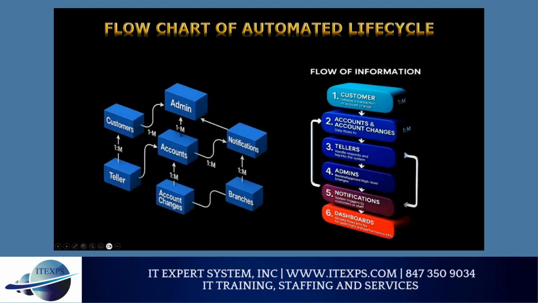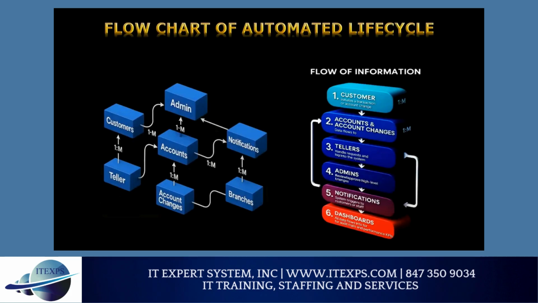This flow shows how data moves through our system, starting with customer transactions and the account changes. Tellers process requests, admins approve them, and notifications are triggered automatically. The dashboards capture it all for audit and performance tracking. The second chart maps the one-to-many relationships across entities, ensuring a scalable relational structure for efficient account management.